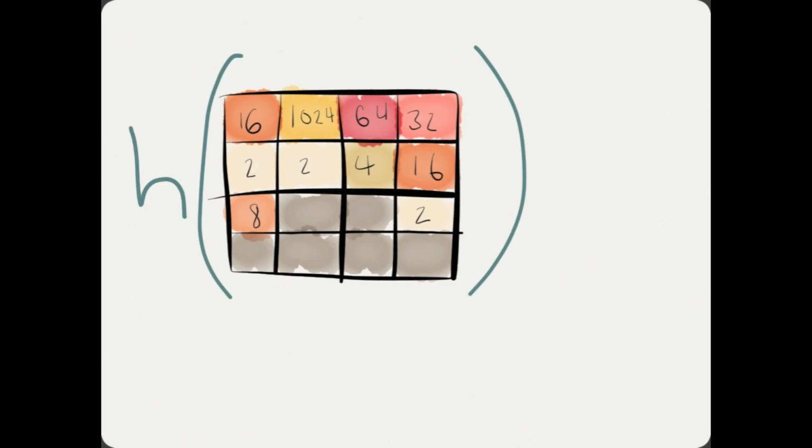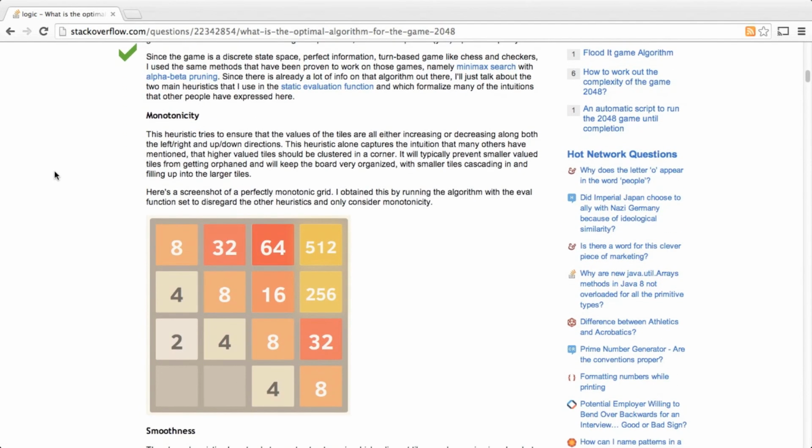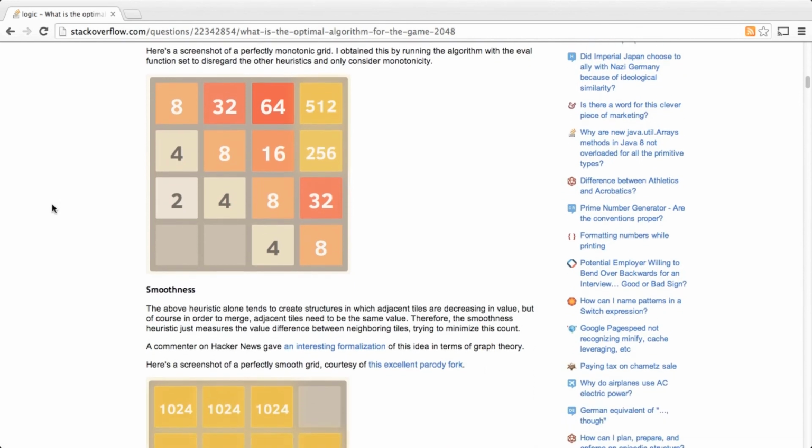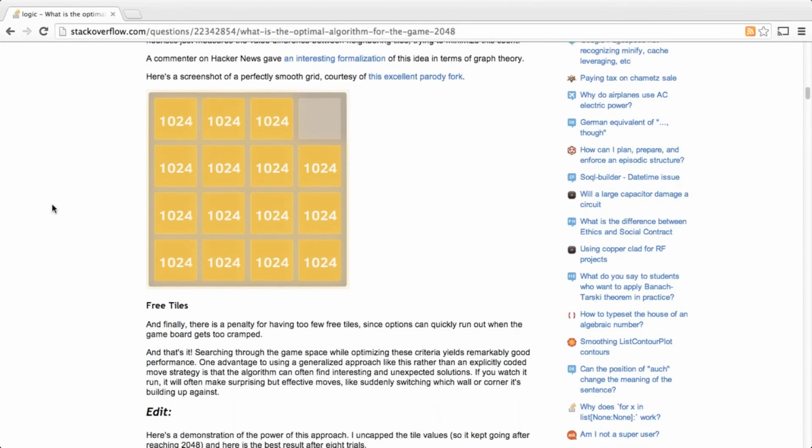Unfortunately, this is where we're on our own. There is no universal heuristic. They must be tailor-made to the application. There has been much discussion in online communities about the best heuristic, and many of them evaluate the board based on the number of empty squares, the location of high-value blocks, and the nearness of similar blocks. Each has advantages, and perhaps a combination is best.